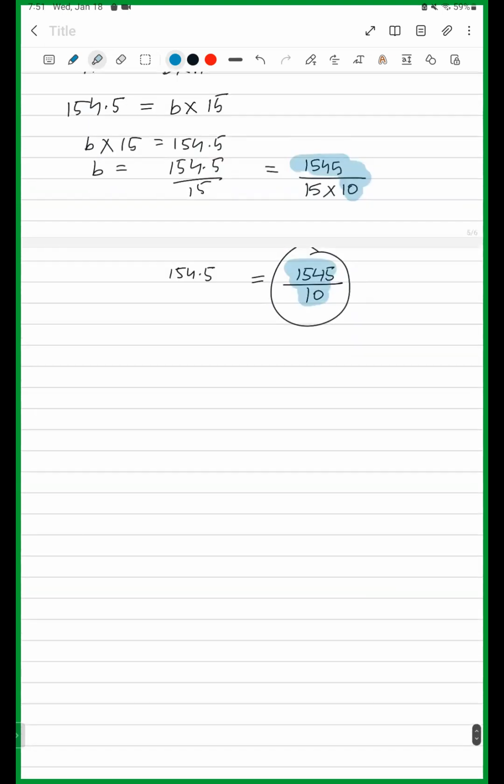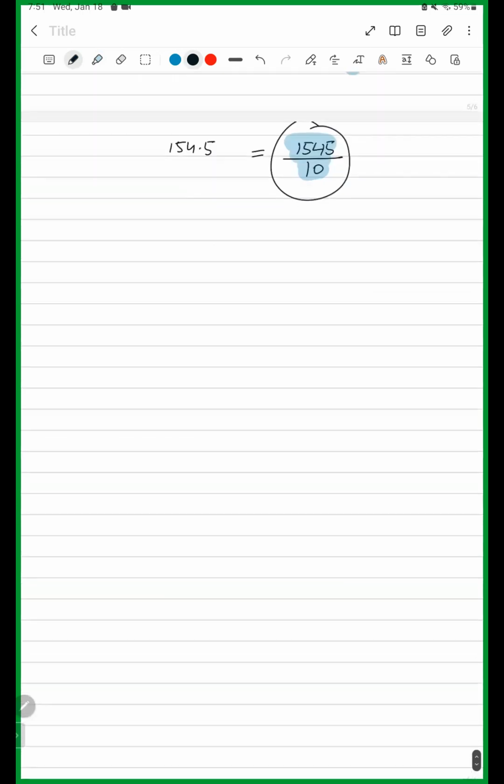So अब इसके आगे हम क्या करेंगे? We have 1545 by 15 into 10, right? So पहले हम एक काम ऐसा करते हैं कि 1545 divided by 15 कर लेते हैं. ठीक है? Okay.